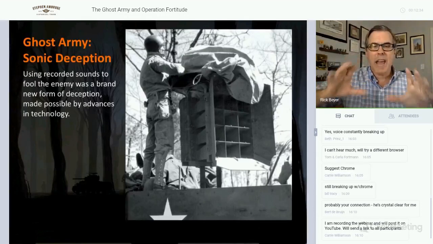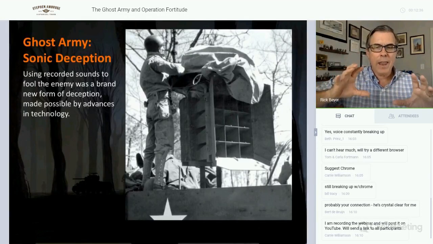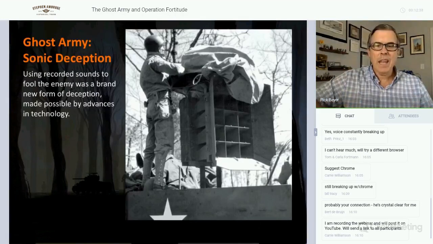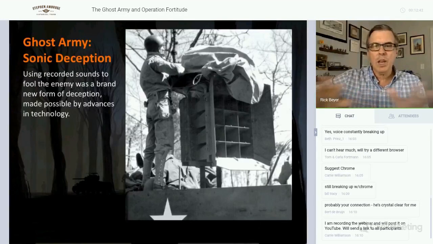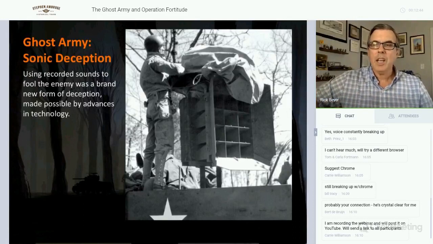They actually created sound effects records and then brought them to Europe, and from them they could create different shows of tanks moving in, or trucks moving in, troops moving in, that they could play at night in coordination with their other means of deception to fool the enemy. And these shows were recorded.